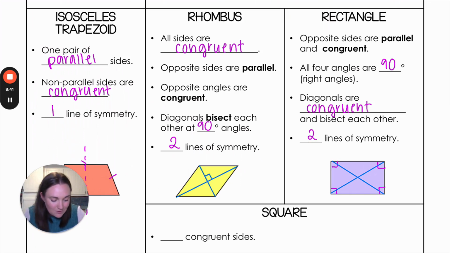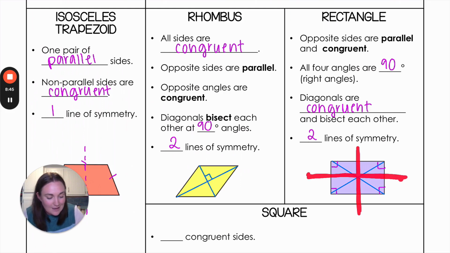This time, though, they are straight up and down through the middle or straight across side to side. So those are your two lines of symmetry for a rectangle.